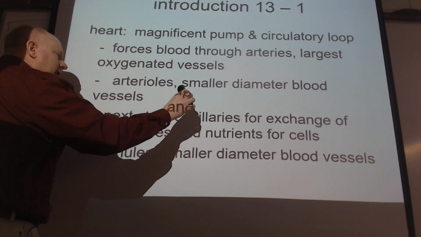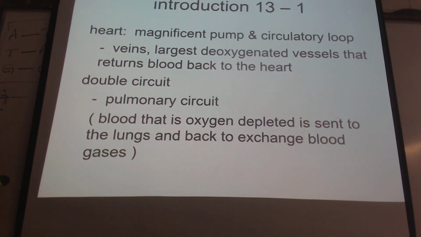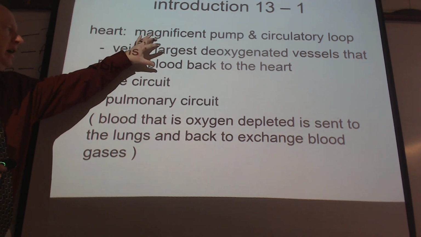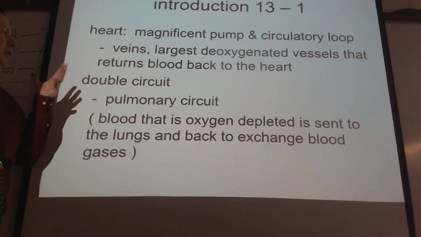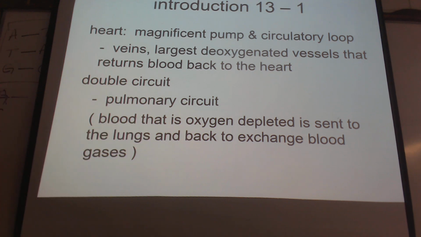Then linking arterioles to venules are these small structures called capillaries. And then from the venules to the veins that bring deoxygenated blood back to the heart. So this pulmonary circuit that we talked about is just sending blood that is oxygen depleted. There's very little oxygen in there. It's sending it to the lungs so gas exchange can take place.